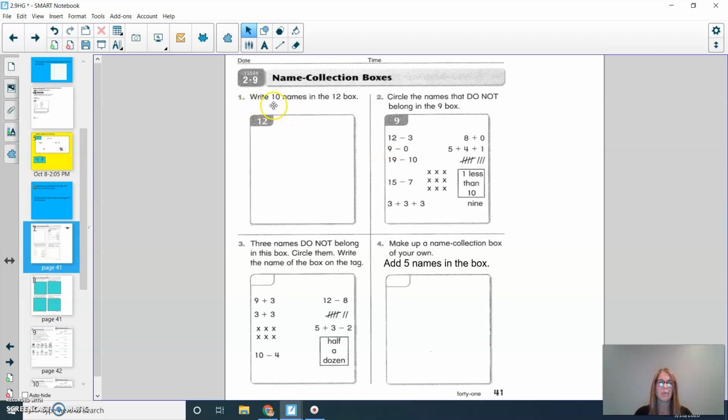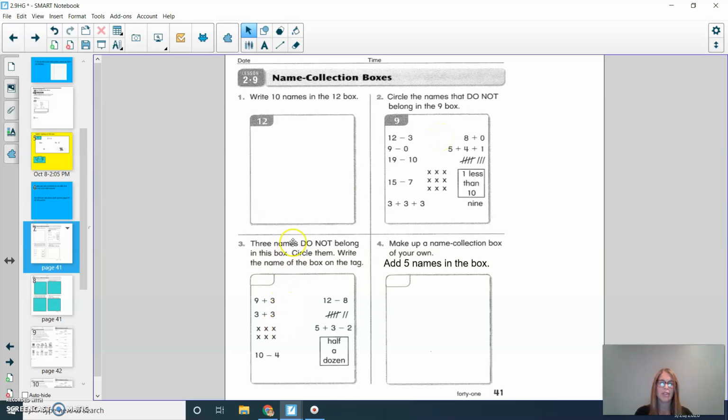In question number 1, write 10 names for 12 inside the box, just like how we practiced for the number 5. For number 2, circle the names that do not belong in the box. Notice how our number tag is a 9, but there are some in here that do not equal 9. I want you to circle those that do not equal 9.